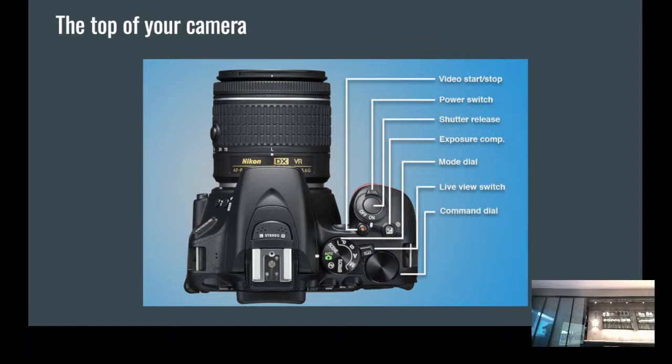Your mode dial, in my opinion, is the same thing that drives your car. It's your way of switching from park to drive to neutral or shifting gears. It's the brains of the camera. It controls the basic function of it. Are you shooting automatic? Are you doing a priority setting? Are you doing shutter, manual, aperture, so on and so forth? That's where the mode dial comes in.